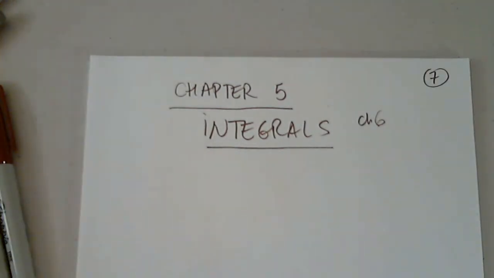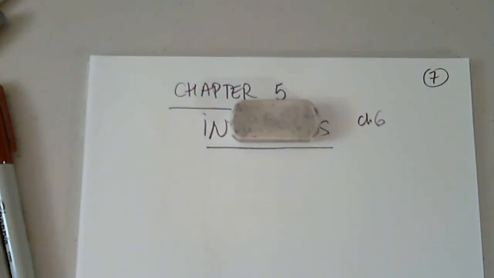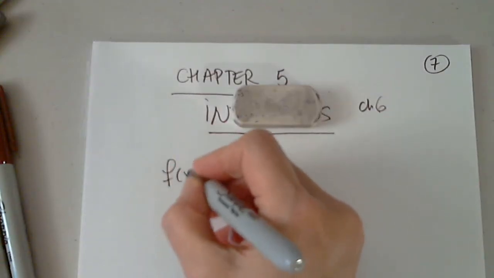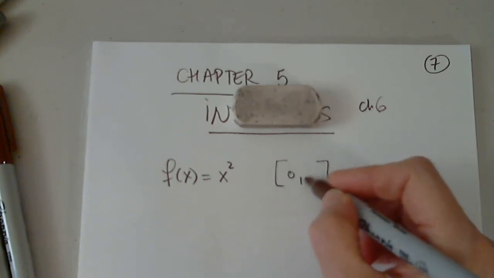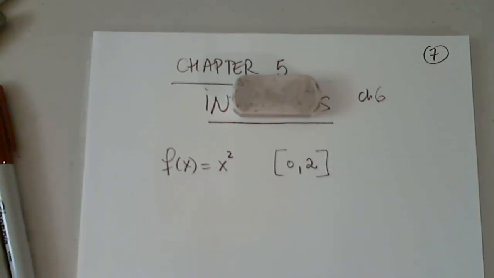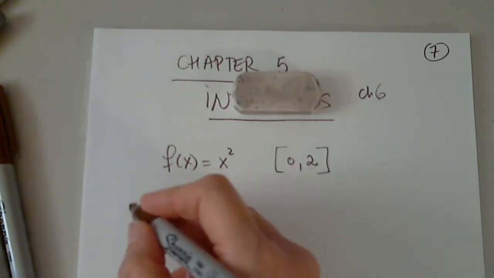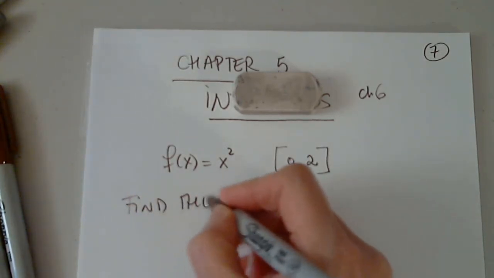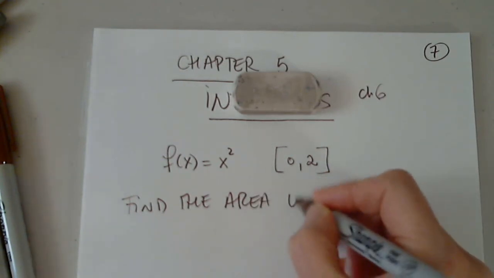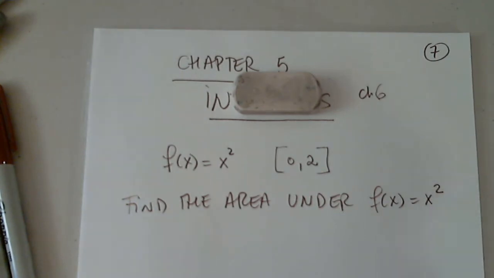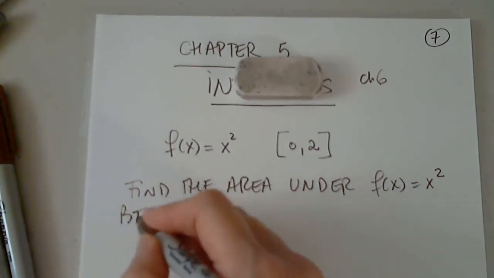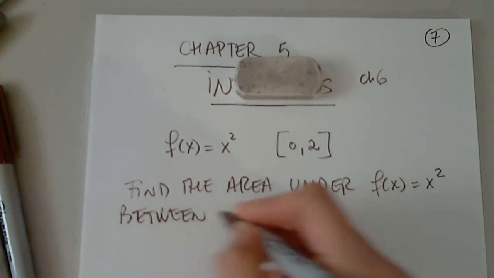Before I even talk about this, you can forget about it for a while. We're going to look at a very simple function, like x squared, and a very nice interval, let's say 0 to 2. And let's suppose the question is, find the area under f of x equals x squared between 0 and 2.